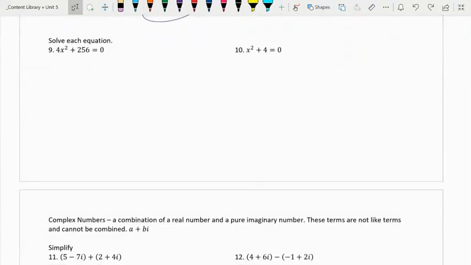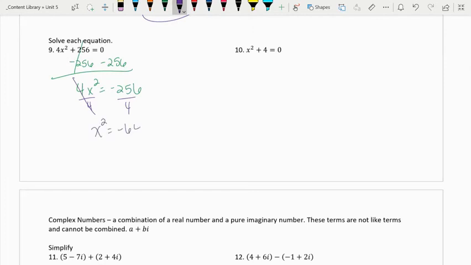The next part we're going to talk about is solving. When we're solving equations, this is very similar to what we've done before. We would subtract 256. So we have 4x squared equals negative 256. Divide by 4. So x squared equals negative 64.